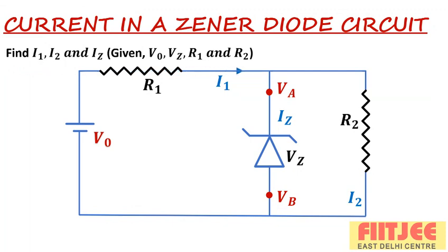Here you can see the Zener diode circuit, and current is flowing in all the branches. Now our question is to find the current in each branch. So to calculate the current in each branch, first you need to calculate the voltage across the Zener diode. In the next slide we will see how we can calculate it.